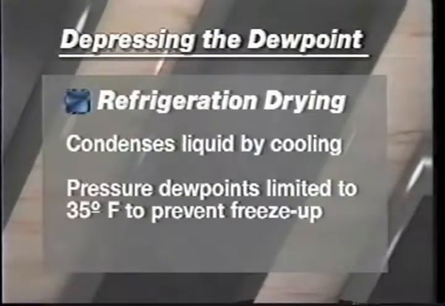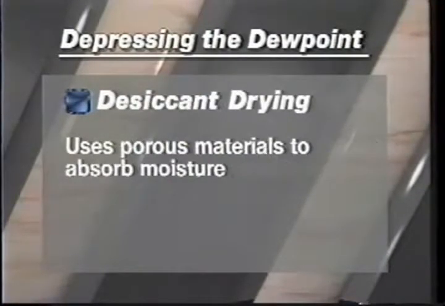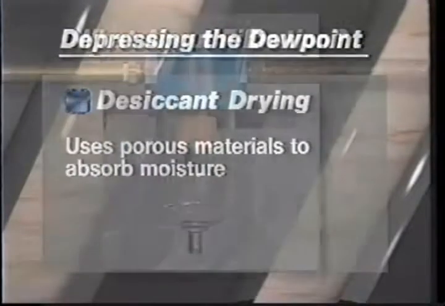Refrigeration drying, which condenses liquid by cooling. Pressure dew points are limited to 35 degrees Fahrenheit to prevent freeze-up. Filenco dryer filters are often used to produce dew points below freezing where required, downstream of the refrigeration dryer. Deliquescent drying, which uses water-absorbing inorganic tablets to remove moisture. And desiccant drying, which absorbs moisture with porous materials.